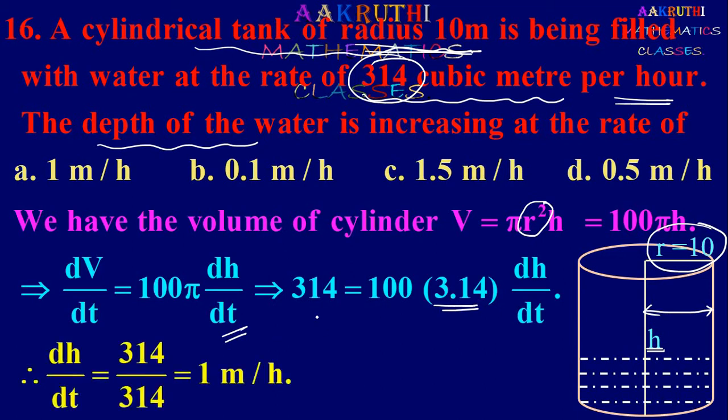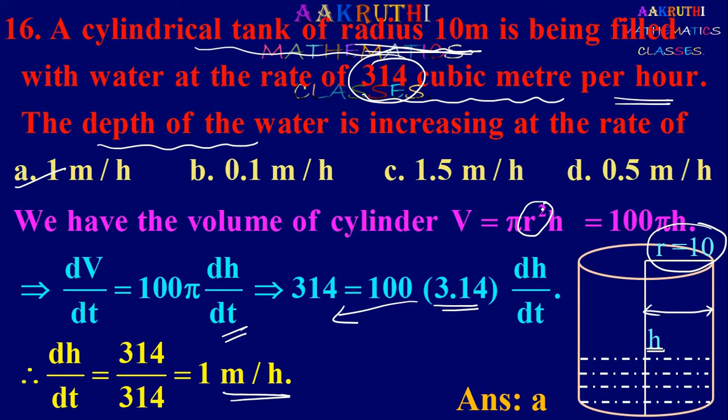So we take 314 to the denominator. So we get 314 divided by 314 equal to dh by dt. So therefore dh by dt is 1 meter per hour. That is, the rate of change of depth of the water is 1 meter per hour, which is option A.